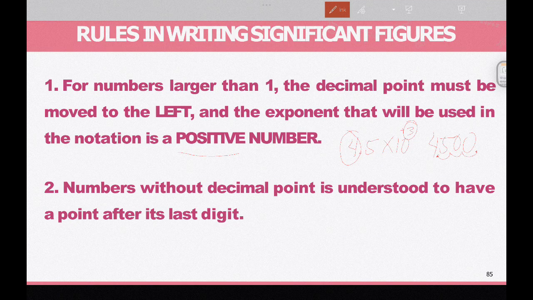Now, numbers without a decimal point are understood to have a point after the last digit. Such as in this example, we have 4,500. Since we do not see any decimal point, we always assume that there is a decimal point here and we move it 3 times. So, 1, 2, and 3. That's why we come up here with 4.5, then we automatically put the base times 10, and how many times we move it, that will be our exponent, positive 3.